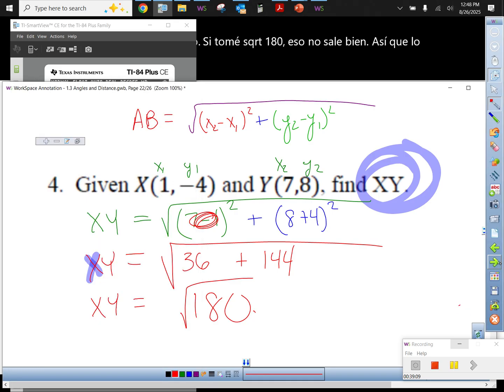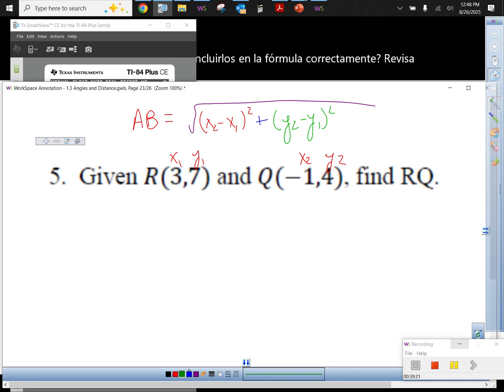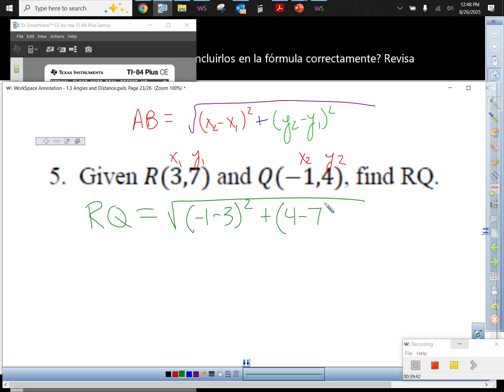Let's try one more. Let's see if we can get you set up with the X1, Y1, and the X2, Y2. Can you get them subbed into the formula properly? Check yours with mine. Don't copy me. Do it yourself. This is the distance from R to Q, so I'll use those letters. And get them subbed in. Give me 2 minutes. Is that okay? Can you wait? Thank you.